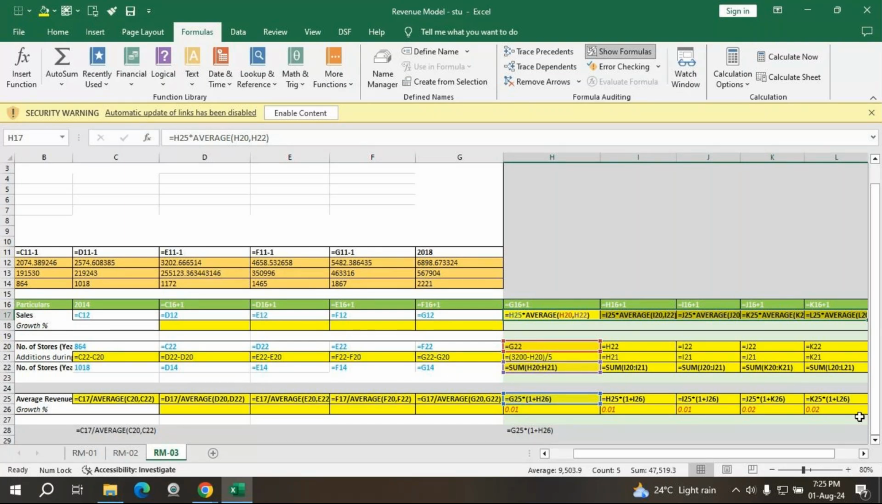Why have you taken C20 is to C22? It is comma separated. See here, this value what I am showing here, no? So it is C20 comma C22. You have dragged it. So just correct here. Average revenue, comma. So select this first value. So C20, then comma C22.